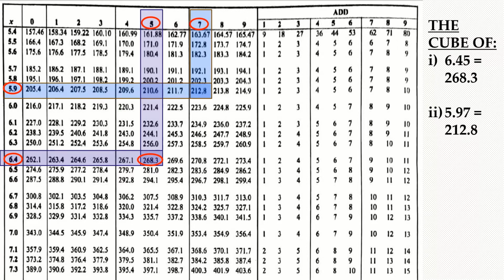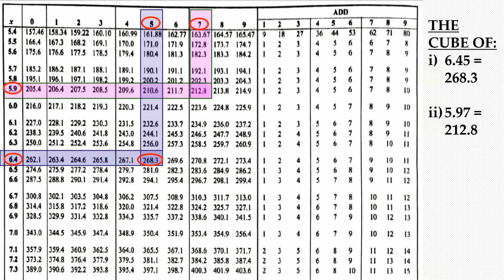I go to the x row. I check my 7 on top there, and I have my number. I cross check the number that coincides with the two values, 5.9 and 7, and my solution is 212.8, where my two rectangular boxes are meeting.